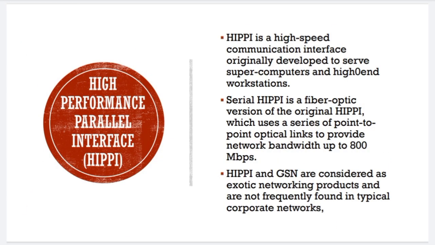OC3072. High Performance Parallel Interface, or HIPPI. So HIPPI is a high-speed communication interface originally developed to serve supercomputers and high-load workstations. Serial HIPPI is a fiber optic version of the original HIPPI, which uses a series of point-to-point optical links to provide network bandwidth up to 800 Mbps. So HIPPI and GSM are considered exotic networking products and are not frequently found in typical corporate networks.